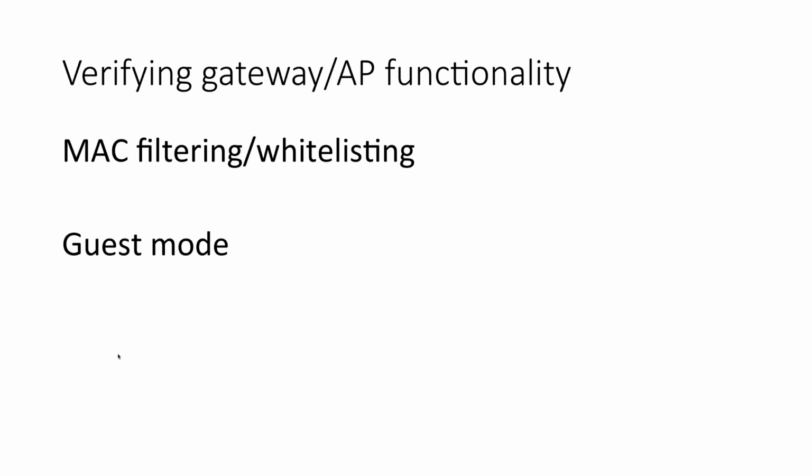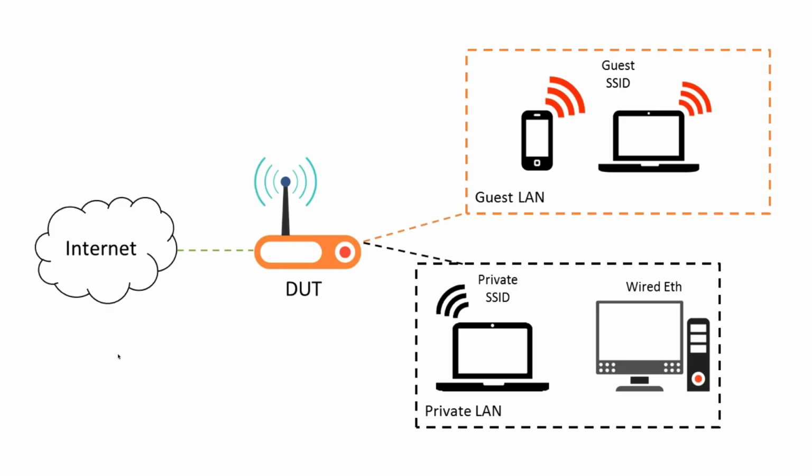Or is it setting up in guest mode, so that two SSIDs are isolated, or in guest mode with isolation where each person connected to the network can't see other people on the network, even though they're all connected to the same SSID? You can see an example of that here.